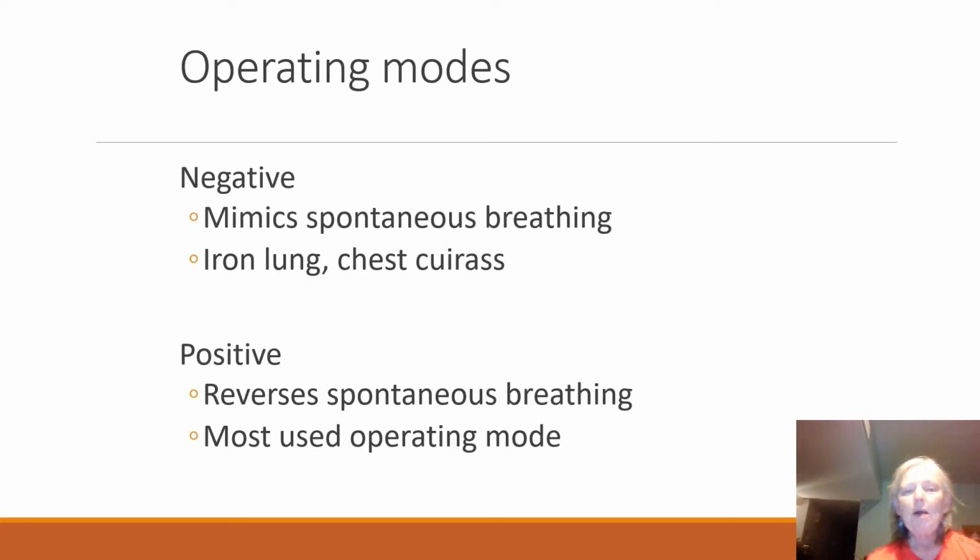So we have two operating modes. One is negative. This is mimic spontaneous breathing. This is your iron lung, your chest cuirass, the poncho. I'm going to show you some pictures of those shortly. Positive, this reverses spontaneous breathing. And the reason is we're pushing the breath in positively. And then this is the most commonly used operating mode.